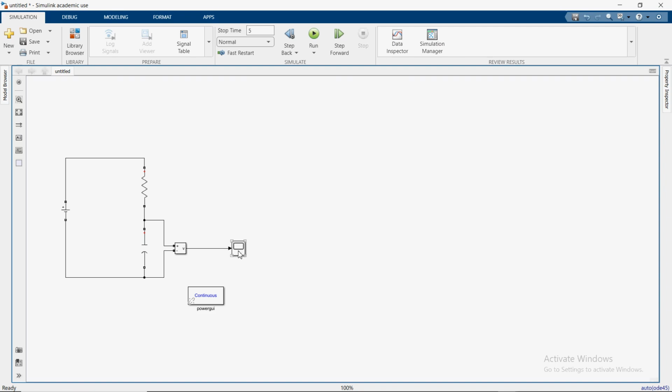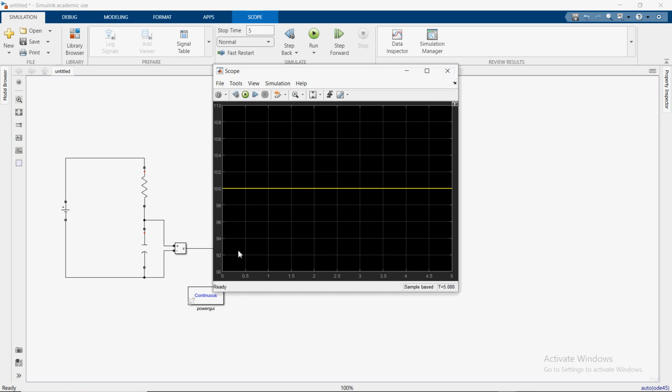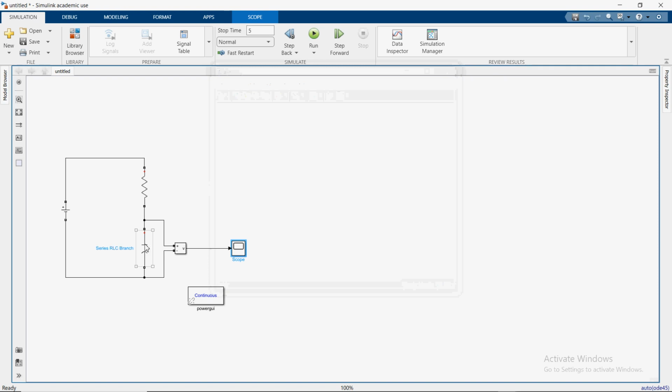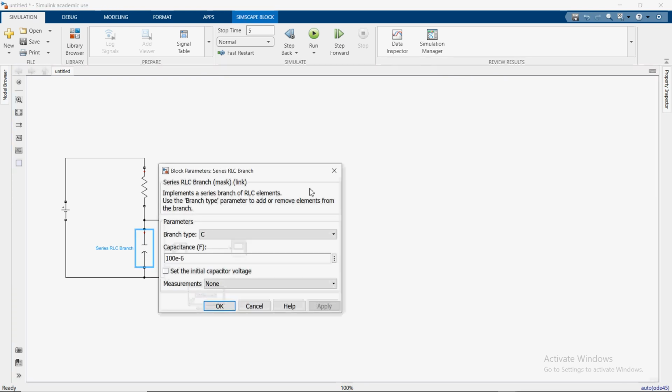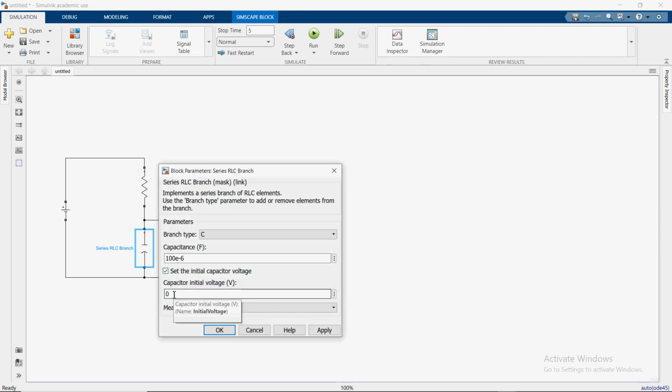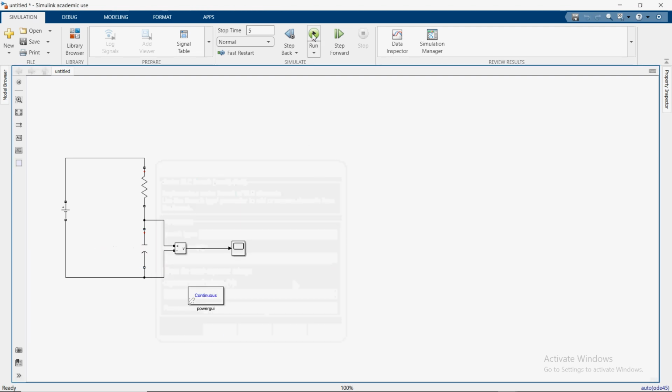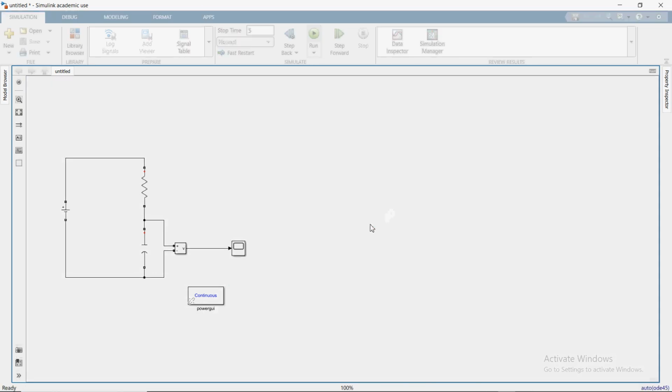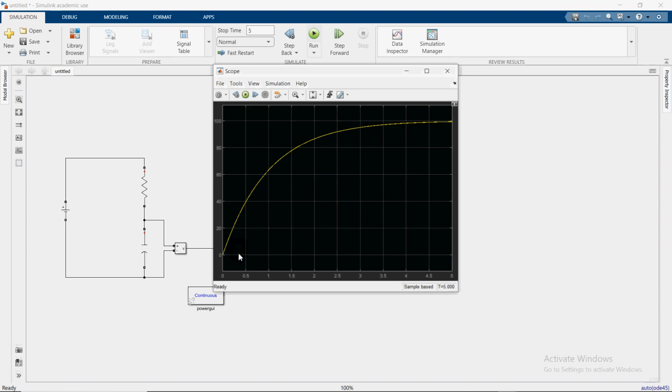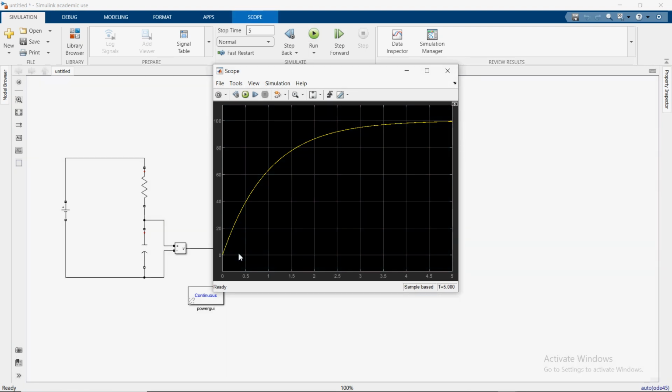Okay, simulation completed, and double click on the scope to check the graph. It is not coming properly. Why so? Because we have forgotten to add the initial condition to this capacitor block. That means the capacitor should be initially discharged, that is, having 0 voltage. So go here and set the initial capacitor voltage. Now it is 0 volt. Apply. OK. Again run the simulation, and observe the graph. OK, fine. Now you have got the proper graph.